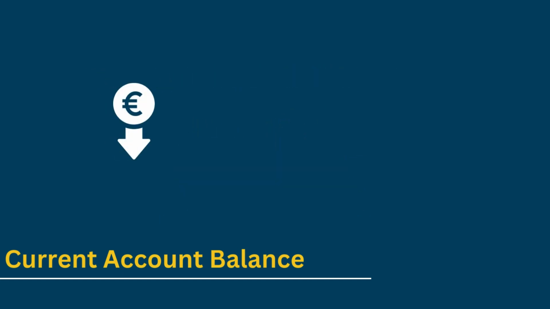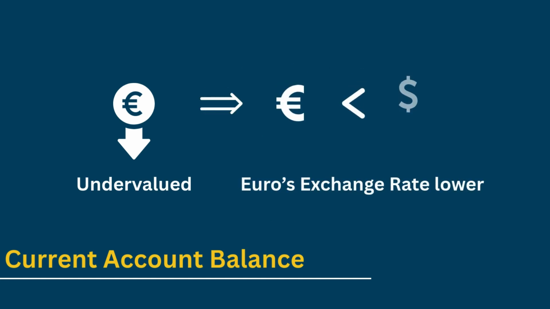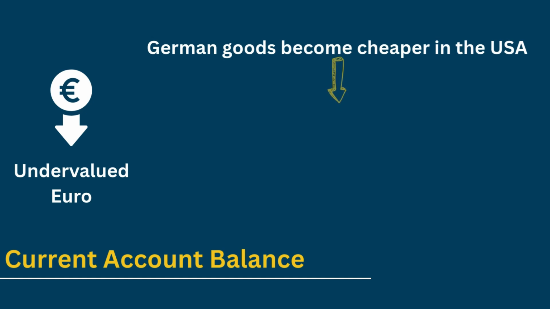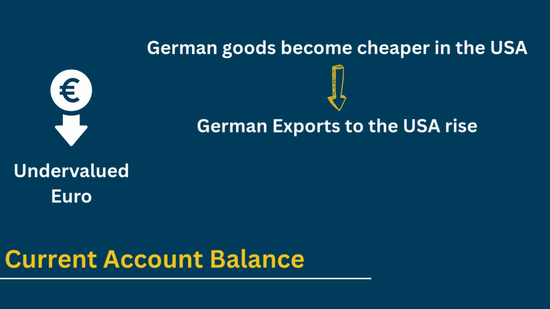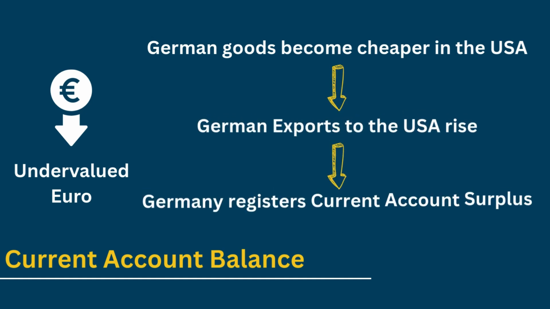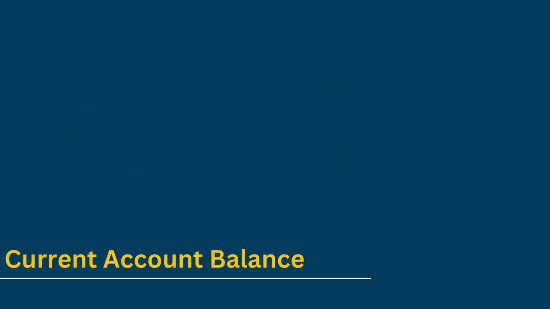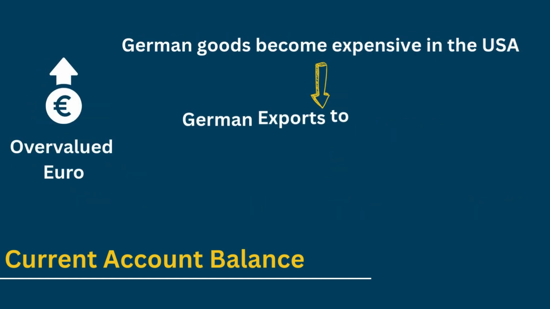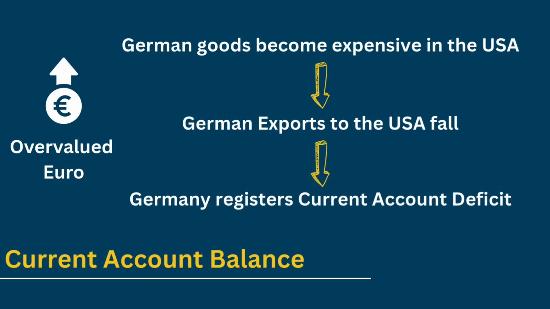For example, if the currency of a country is undervalued, that is, its exchange rate is lower than it ought to be, its export goods become cheaper abroad. This leads to a rise in the exports and contributes to a surplus in the current account. In contrast, an overvalued currency can make the exported goods expensive and imported goods cheaper, leading to an increase in the deficit.